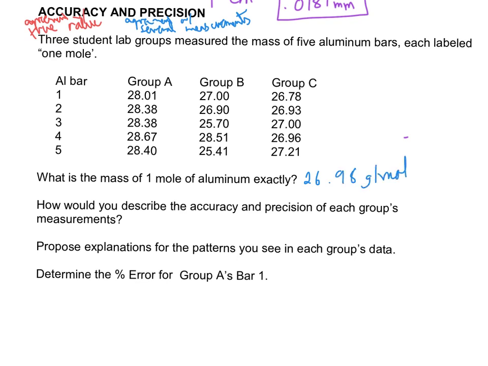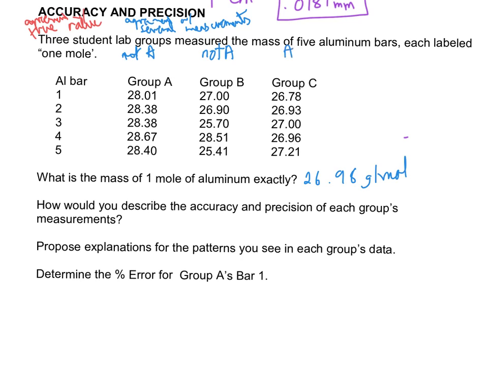So then, comparing that with Group A, Group B, and Group C, let's figure out which ones are accurate, which ones are precise, which ones are neither. Comparing those values with the 26.98, we can figure out if they're accurate or not. So let's look at A. Are those accurate? Nope, they are not accurate. How about Group B? Not really. They're not accurate either. How about Group C? Are they accurate? Yep, they are accurate.